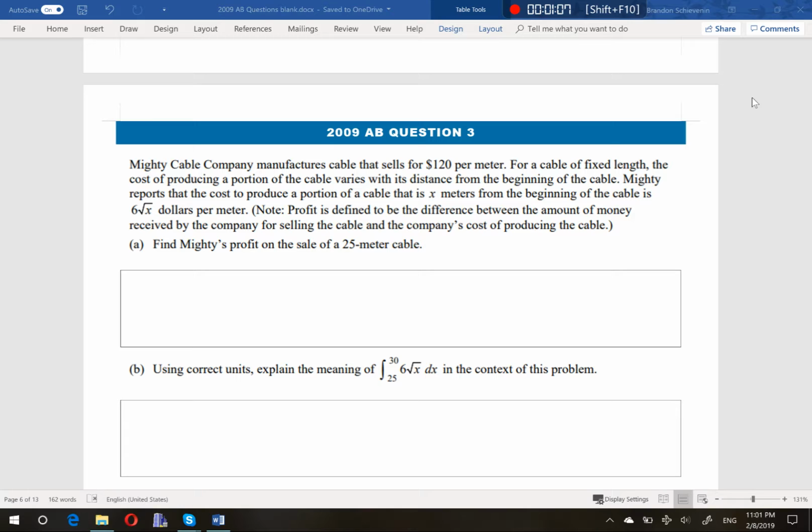Okay, so to start off, my profit should be equal to my money coming in minus my money going out. So my profit is the money that the company receives, I'm going to call that money in, minus the cost of producing the cable. Actually, let's call this revenue. Revenue or money in minus cost.